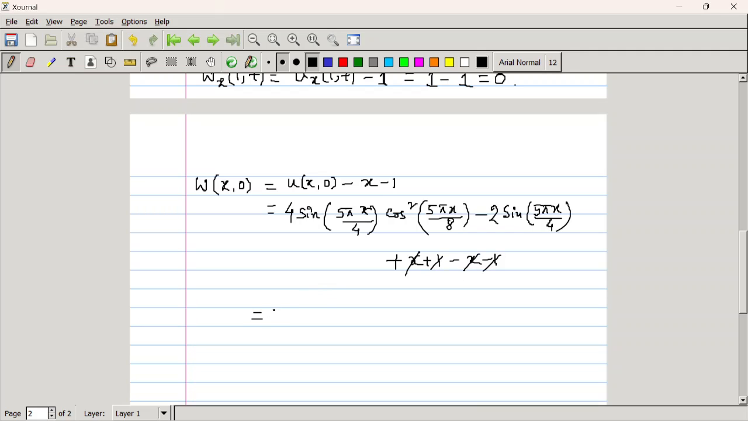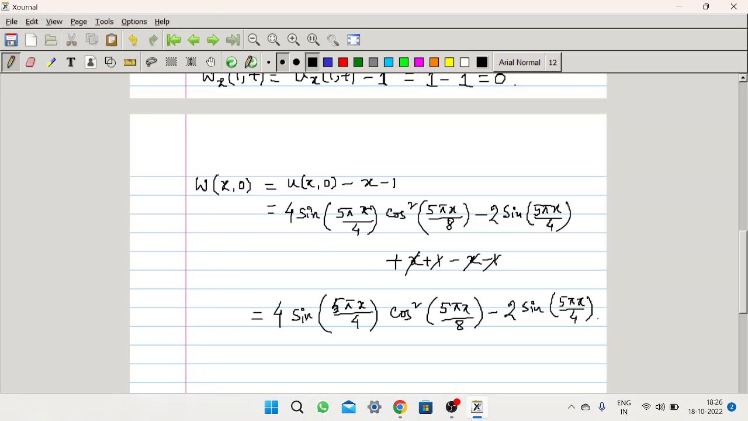So what I got is that the only terms involving sine and cos and their squares remain, minus 2 sin(5 pi x by 4). This is what I got. This is doubly satisfied.